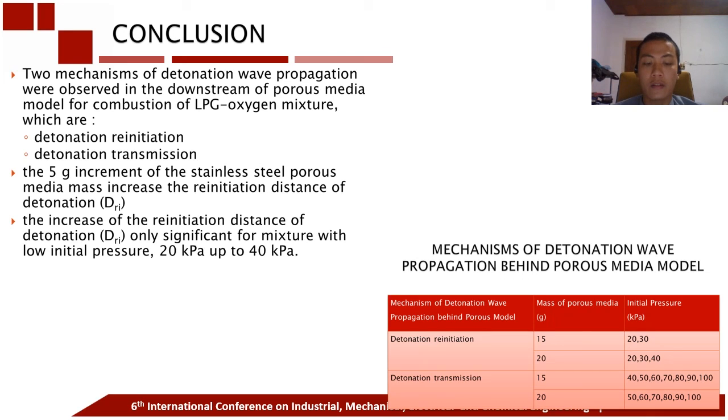Detonation transmission was a mechanism when the detonation was transmitted directly after passing through the porous media model. It was indicated by the low value of the reinitiation distance of detonation in the downstream of the porous media model, less than 40 millimeter. This mechanism was observed for mixture with an initial pressure of 40 kPa to 100 kPa for 15 gram porous media, and for mixture with an initial pressure of 50 kPa to 100 kPa for 20 gram porous media.